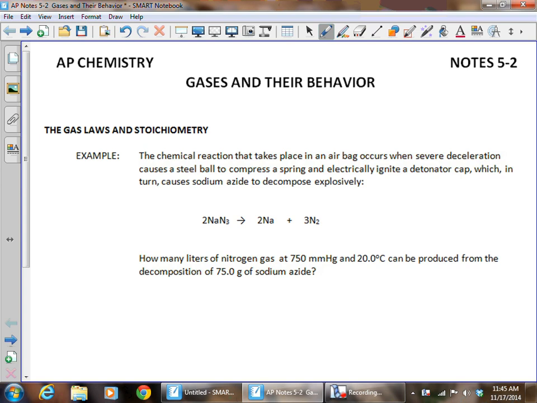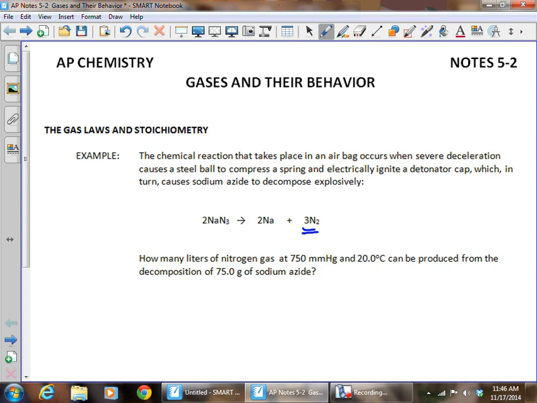We've got a chemical reaction that takes place in an airbag. It occurs when severe deceleration, slamming into something, causes a steel ball to compress, and it ignites a detonator cap, and it causes the sodium azide to decompose explosively. Now it produces nitrogen gas. The nitrogen gas is pretty unreactive, so it's a good thing to produce. You wouldn't want to produce oxygen gas or hydrogen gas in a car wreck because that would go on and react explosively, perhaps when it was subjected to sparks or heat from a fire or something.